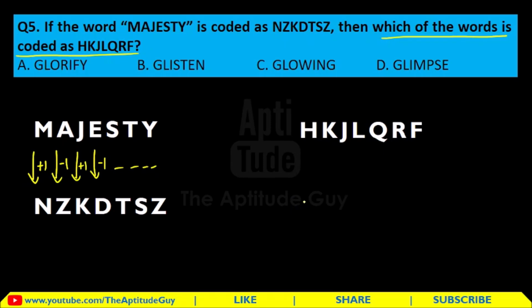This is going on. Now, in this question, we have to decode this word. Now, to encode, it was +1, -1, +1, -1. So, to decode, it will be -1, +1, -1, +1. Basically, the exact opposite of this. That's it. Now, let's see how we can save our time.